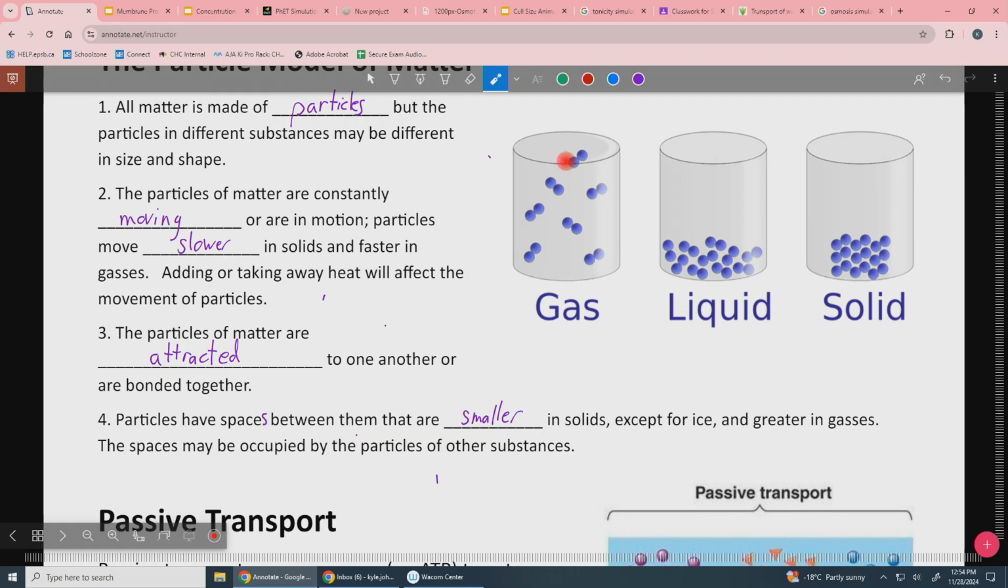Here are some pictures. This is our gas state. These are our different particles. They are far apart from each other, and they are moving very fast. This is our liquid state, where the particles are closer together and moving not as fast. And then this is the solid state, where the particles are as close together as they can be and moving slower, probably just vibrating in space rather than moving around the container.